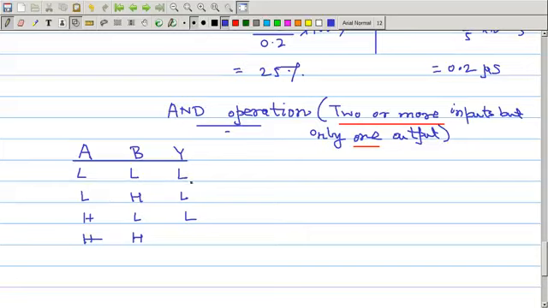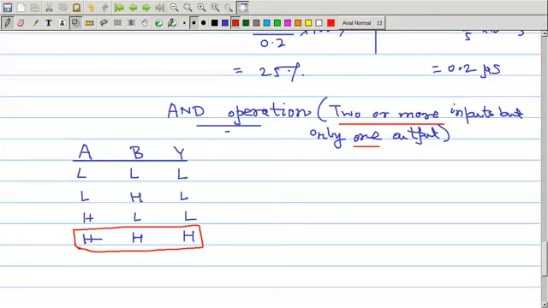So low and low gives you low, low and high gives you low, high and low gives you low, and only if both of them are high will you get the output to be high. You believe me that this last one is the most important part of an AND operation: if both the signals are high, then only will you get the output to be high, right?